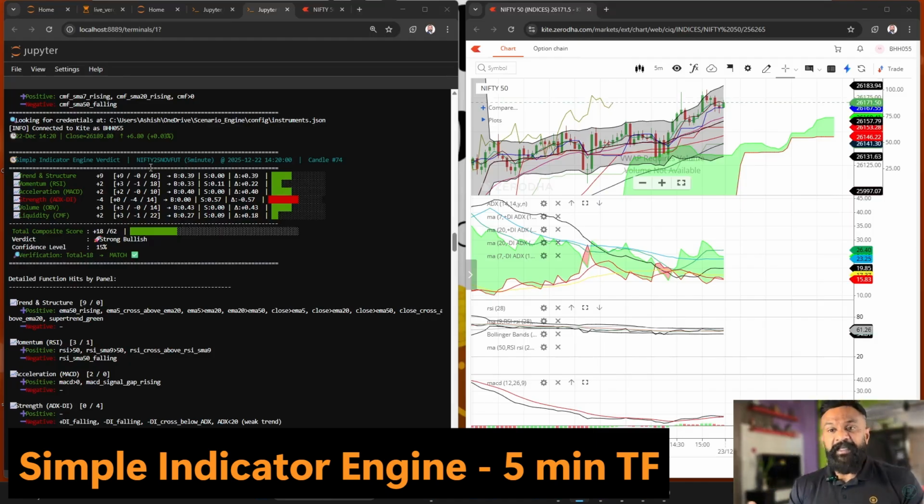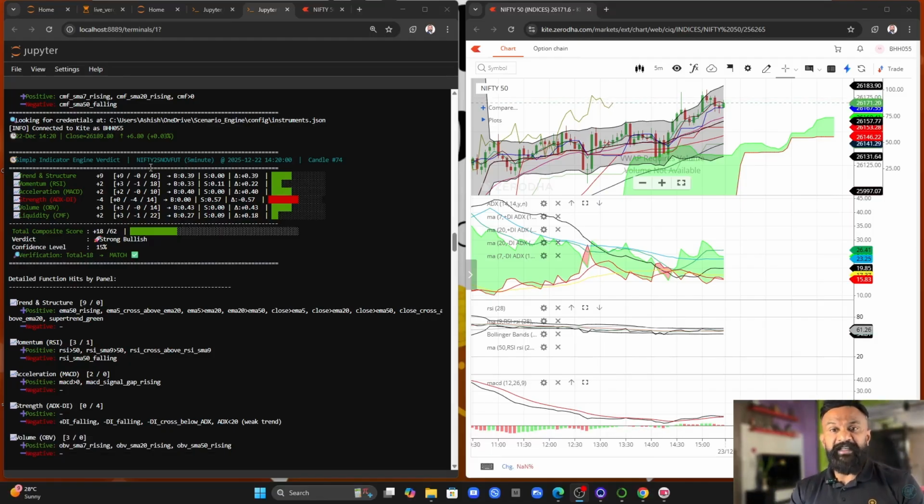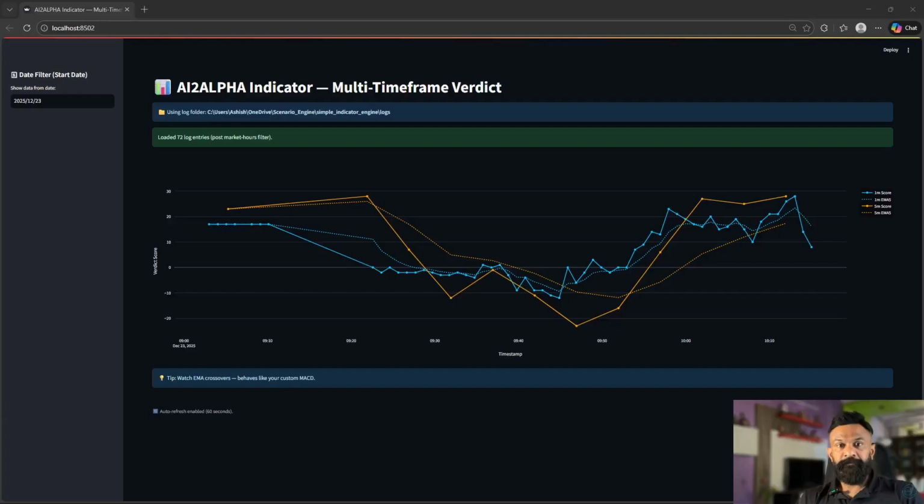Same logic, simple arithmetic calculation with 62 possible conditions. Every 5 minutes it gives me a score. So we have looked at both the 1 minute and 5 minute simple indicator engine. Now let's look at how I am using it. On the screen you see that I'm plotting the score of the 1 minute simple indicator engine, which is the blue line here, and the 5 minute simple indicator engine, which is the yellow line.